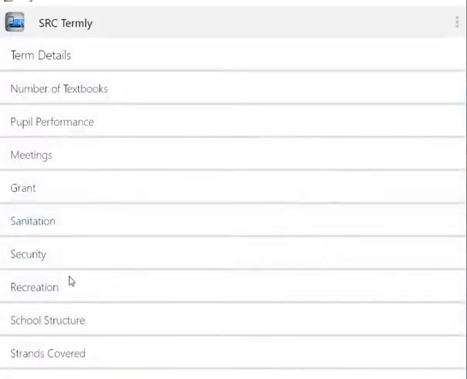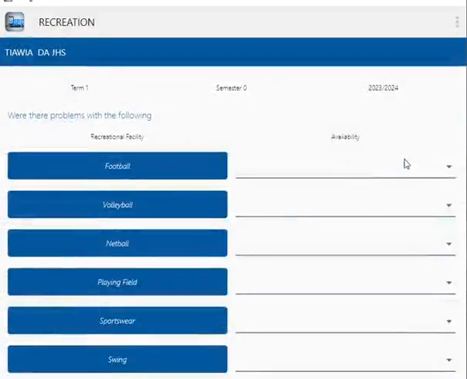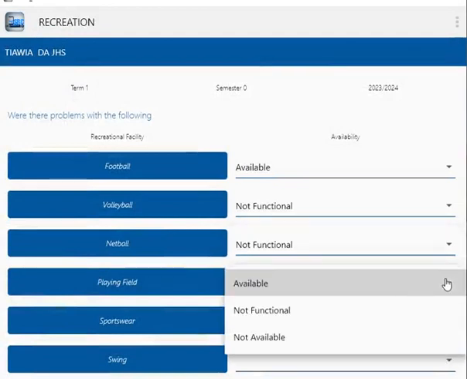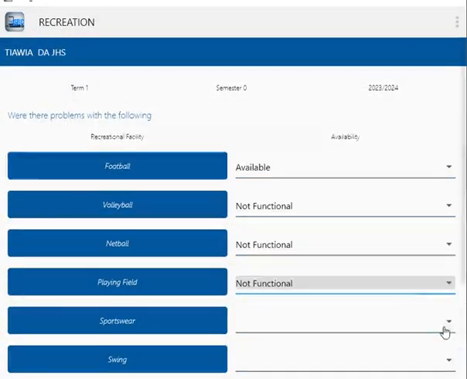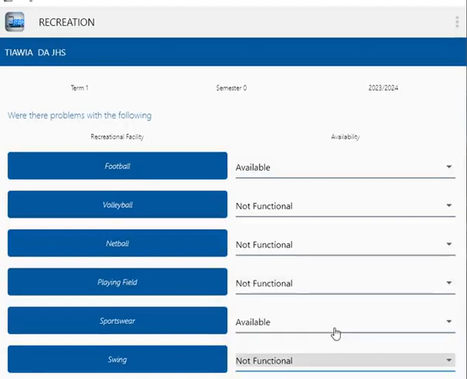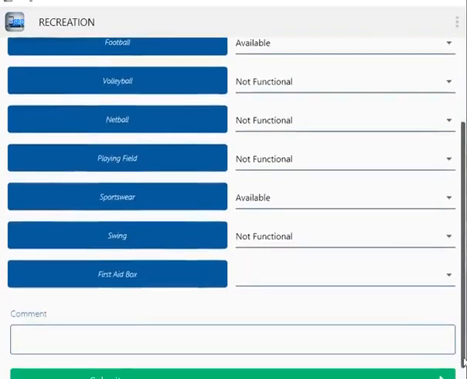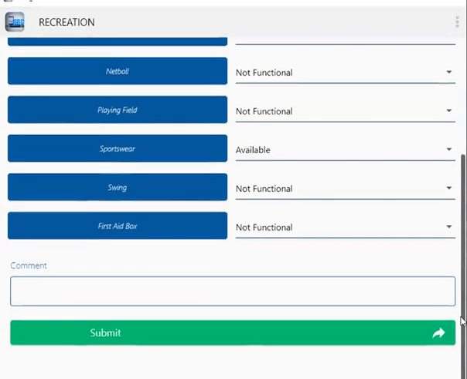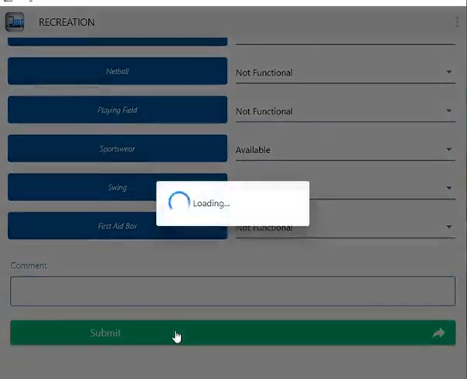Then when you are done, you continue with recreation. So you have football. Yes, the school doesn't have a functioning volleyball, doesn't have a functioning netball, no functioning playing field. Sports where you have swing. This is typically for the KG people. So available or not functional. In all this, you provide the appropriate response. The school has a first aid box, not functioning, so you put it there. Then if it is functioning, put it there. Then you submit. If you have any comment at all, you put it there. Click on submit.